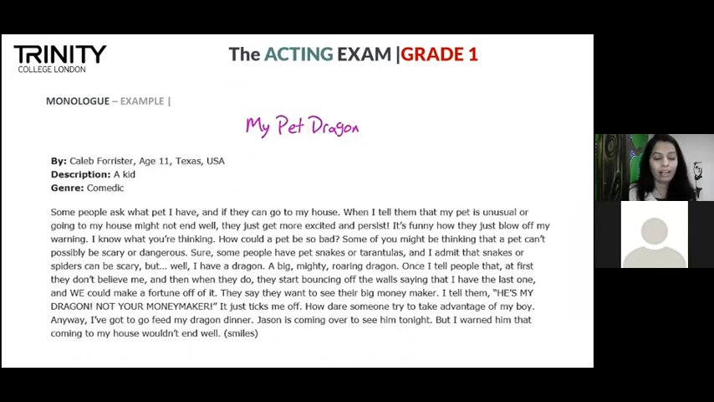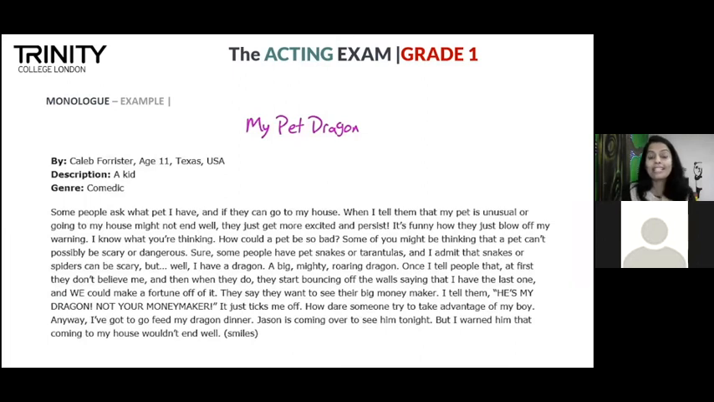Now, the child here has a pet dragon, and initially one gets a feeling that the child is not very happy with the dragon. But towards the end, we understand that the child actually loves the dragon very much, but is not at all interested for others to be acquainted with the dragon because he is quite possessive about it and he's quite proud of having a dragon.